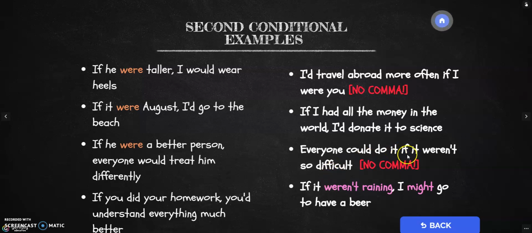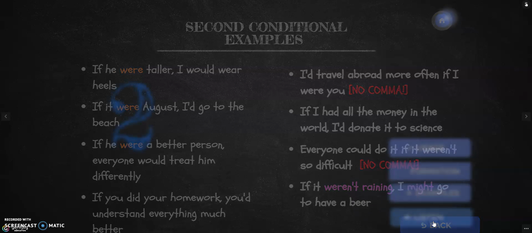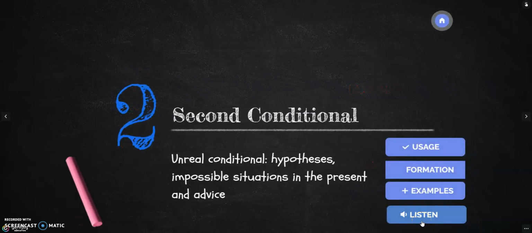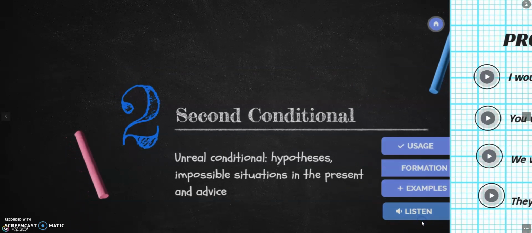Everyone could do it if it weren't so difficult. Todo el mundo podría hacerlo si no fuera tan difícil. Or if it weren't raining, si no estuviera lloviendo, I'm using the past continuous there, I might go to have a beer. Okay? All right, let's go back because we're running out of time.